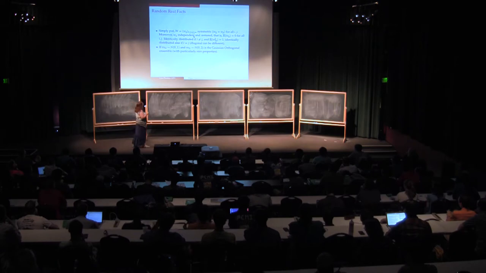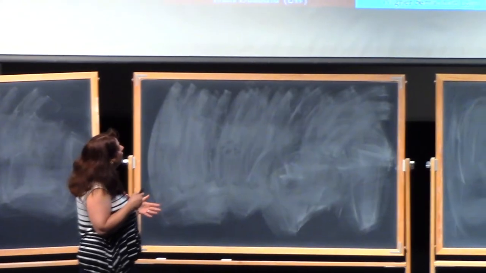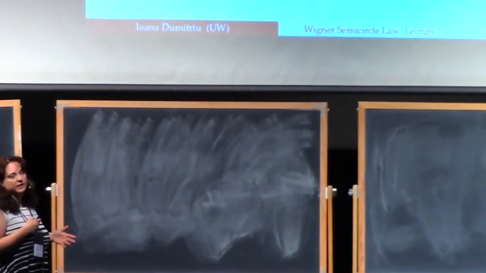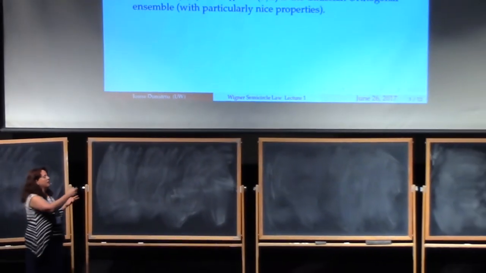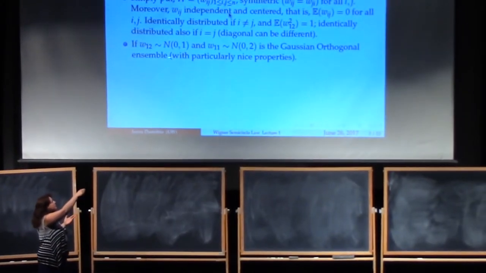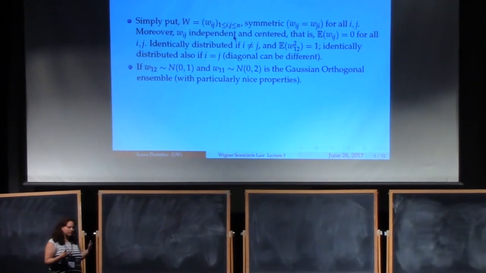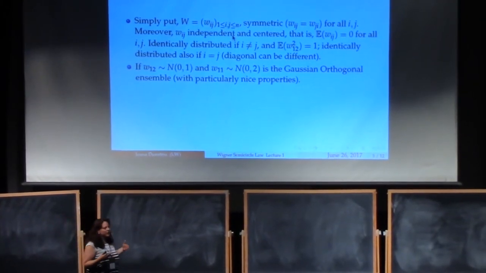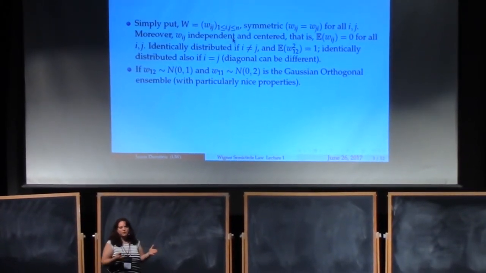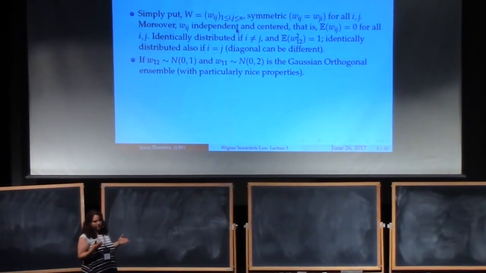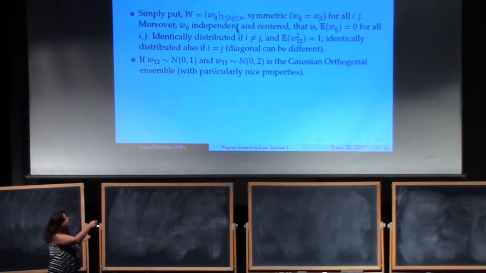Okay. For example, if you look at the off-diagonal entries as being distributed, and this is a notation that I'll have to explain, N(0,1). N(0,1) stands in for the standard Gaussian, so a centered, variance 1 Gaussian variable, and the diagonal ones are N(0,2), so the variance here is 2 instead of 1. And what you get if you do this is the Gaussian orthogonal ensemble.